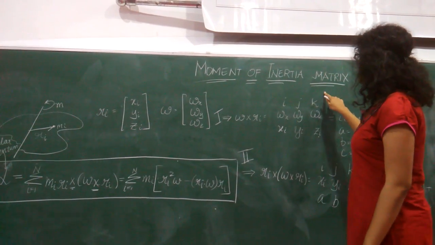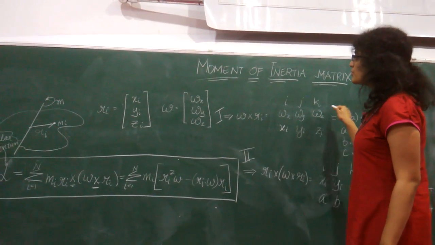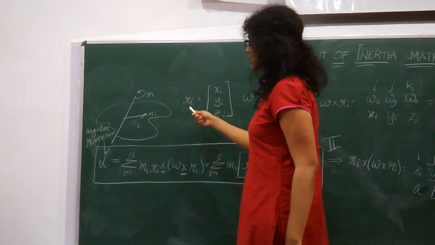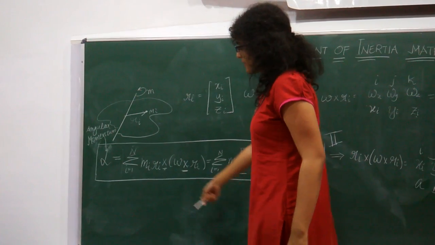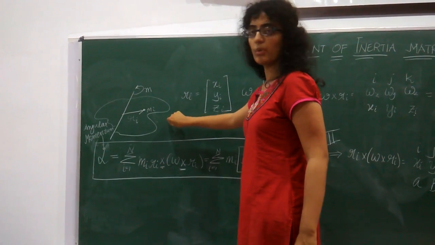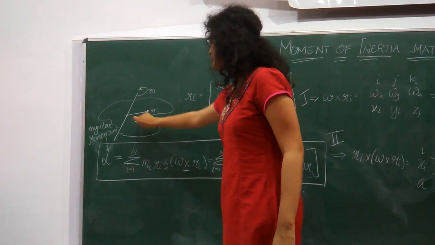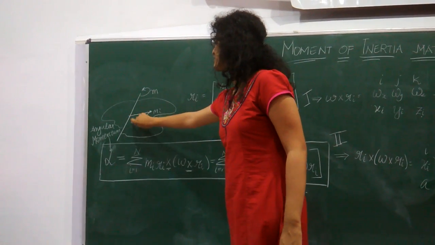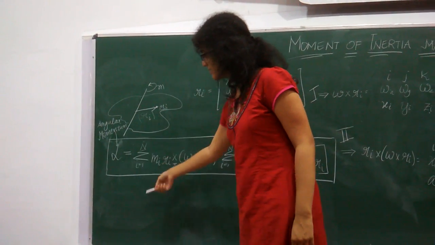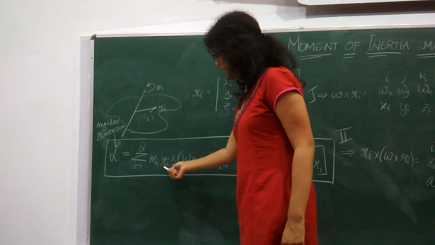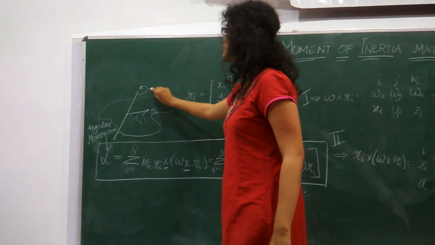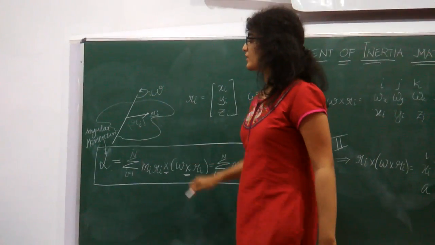Now we'll start the topic moment of inertia matrix. So we know that the angular momentum of a system is defined as I omega, or m r cross omega cross r. So here let us consider a body with i particles. Then if each particle is located at a position vector of ri with a mass mi, then the angular momentum of the entire system is sigma over i of mi ri cross omega cross ri, where omega is the angular velocity with which the body is rotating.